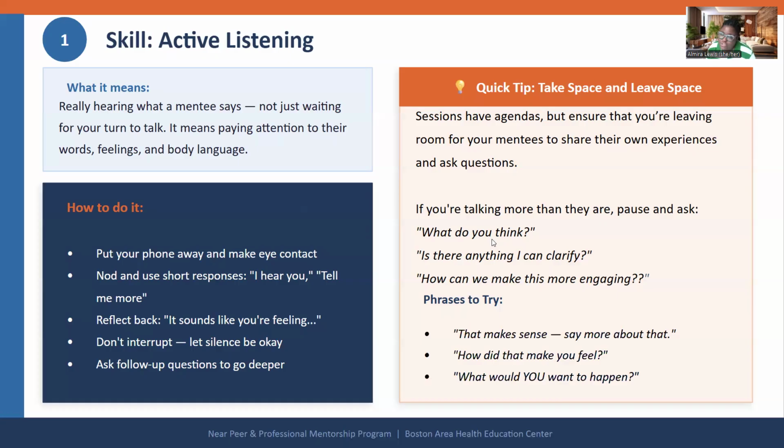So, phrases to try. That makes sense. Say more about that. How did that make you feel? What would you want to happen? What would you want to get out of mentorship? Okay, so skill one to really do during mentorship is to listen actively and give our young people space to share and feel like they're really a part of the whole process of being mentored.